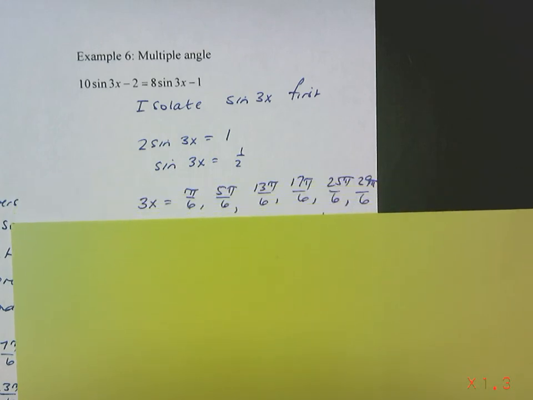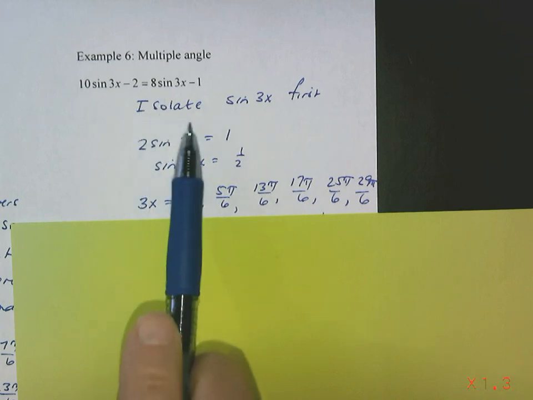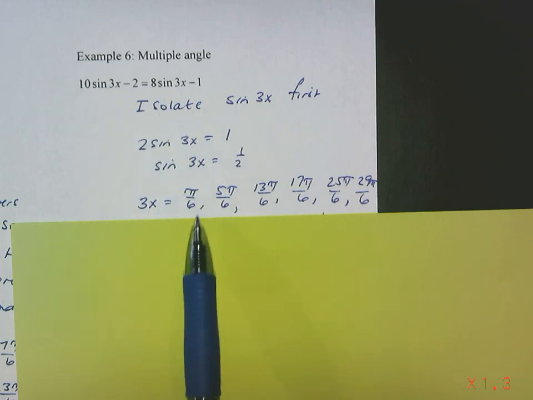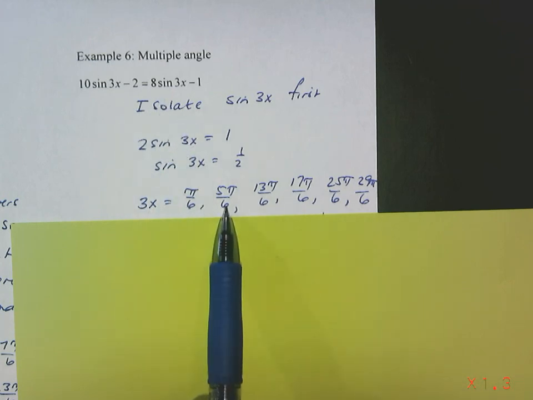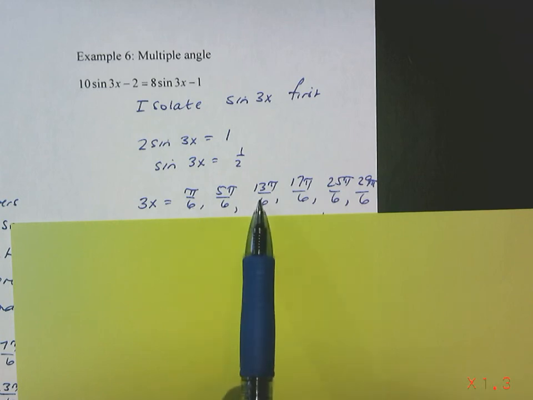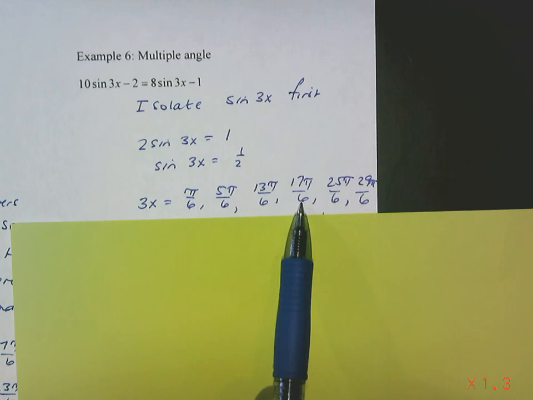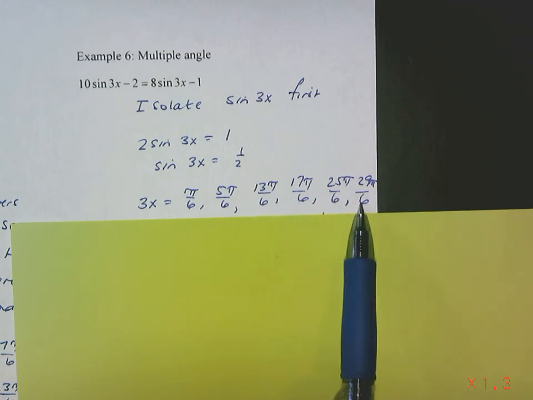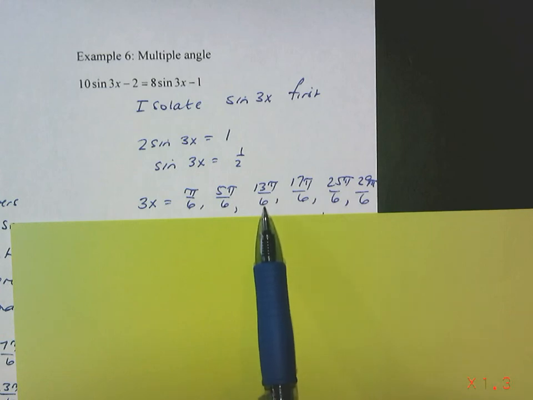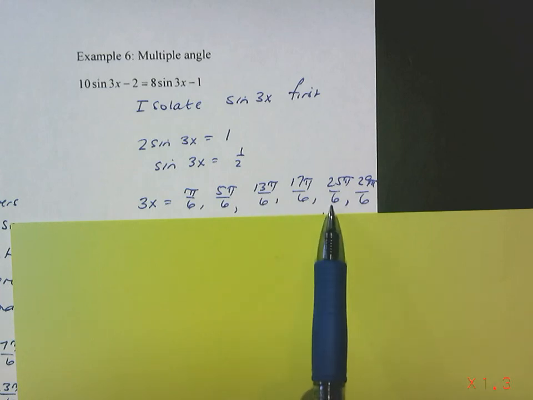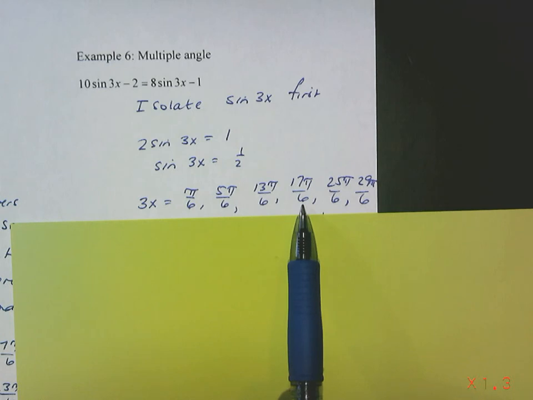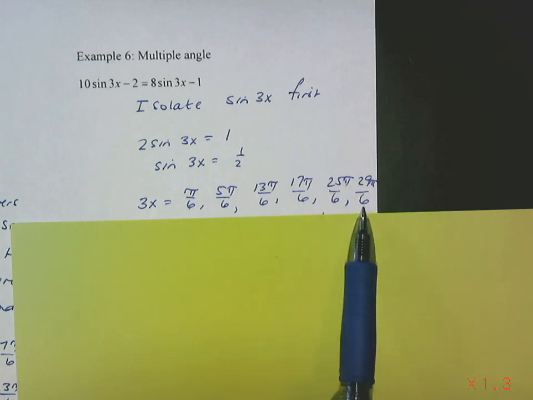So sine is positive in the first and second quadrant. So I get pi over 6 and 5 pi over 6. But this 3 tells me I want 3 sets of answers. So this is the first set. Coterminal to pi over 6 is 13 pi over 6. Coterminal to 5 pi over 6 is 17 pi over 6. That's my second set. Now I need to find my third set. Coterminal to 13 pi over 6 is 25 pi over 6. Coterminal to 17 pi over 6 is 29 pi over 6.